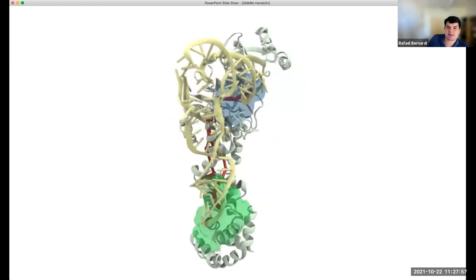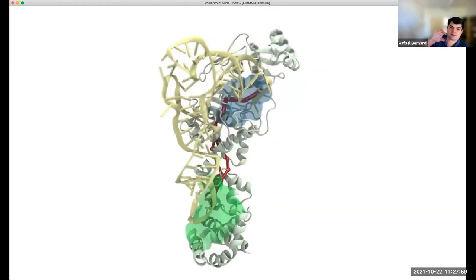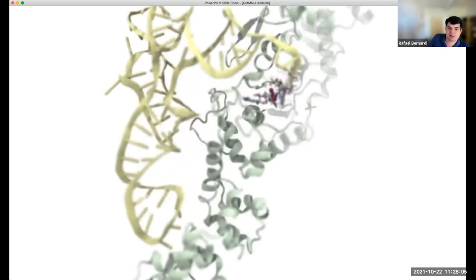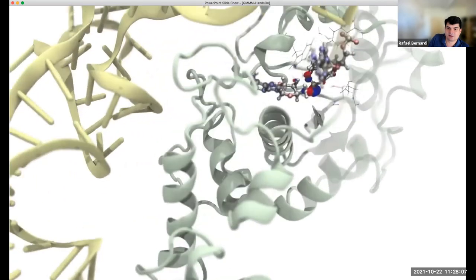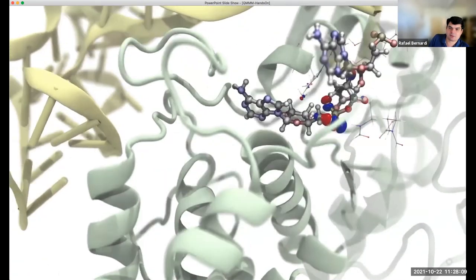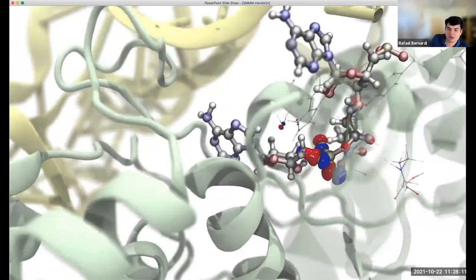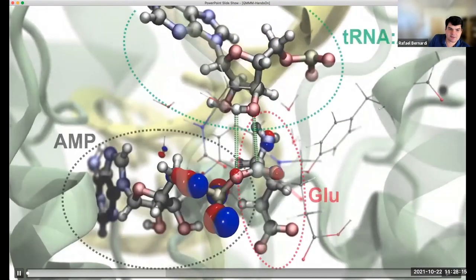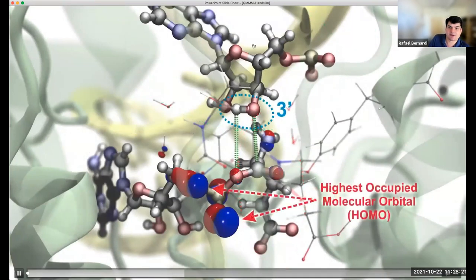Soon you're going to see that in the reaction center, I'm going to show the molecules that are there. That's one of the QM regions. There you go. So that's one of our QM regions, and you're going to zoom in there. These were the atoms that were treated using quantum mechanics. What you're seeing here are already some of the orbitals, some of the highest occupied molecular orbitals. I'm marking here what part is the AMP, what part is the glutamyl, and what part is the tRNA.